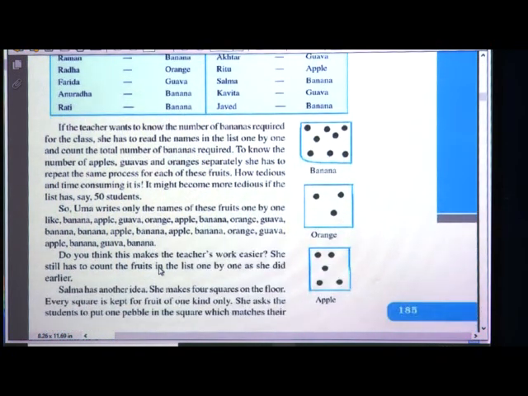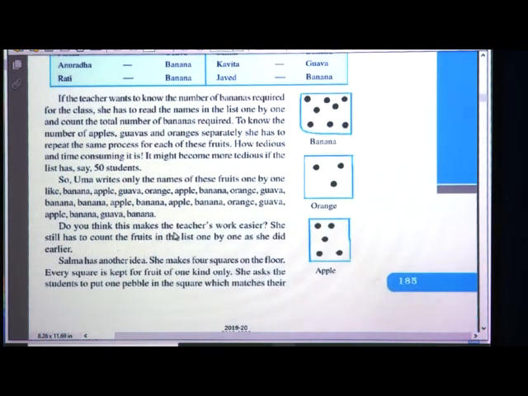So, do you think this makes the teacher's work easier? By this way, does the teacher's work get easier? Yes, she still has to count the fruits in the list one by one as she did earlier, but the teacher's work has become a little easier.